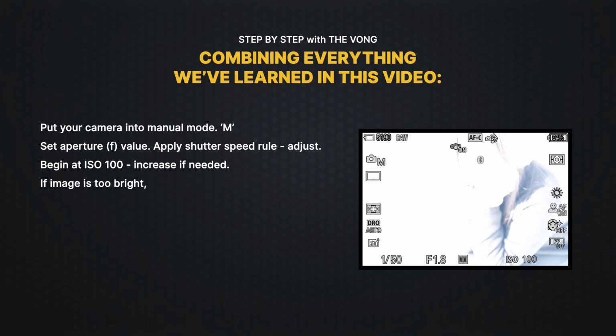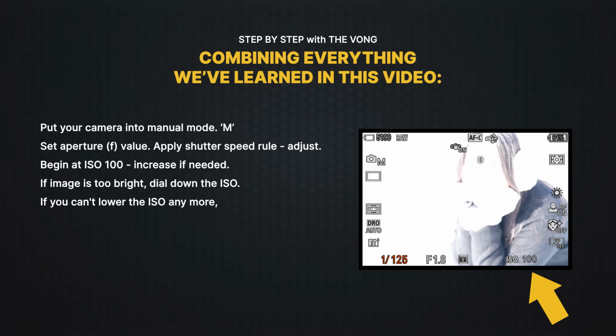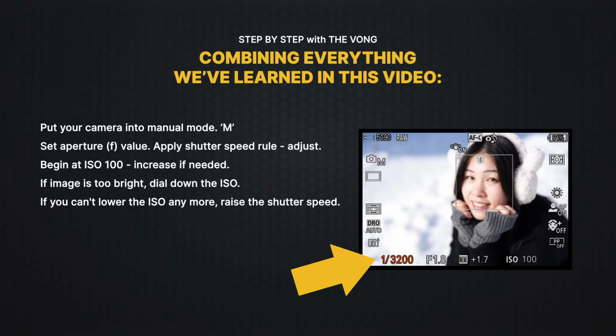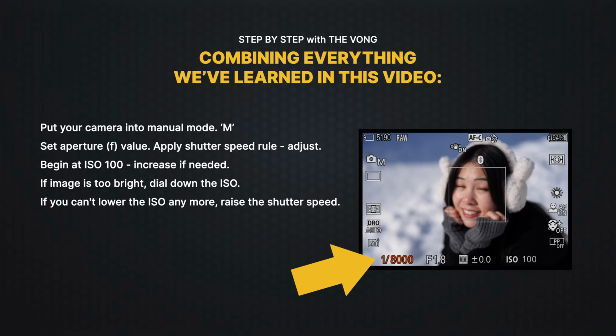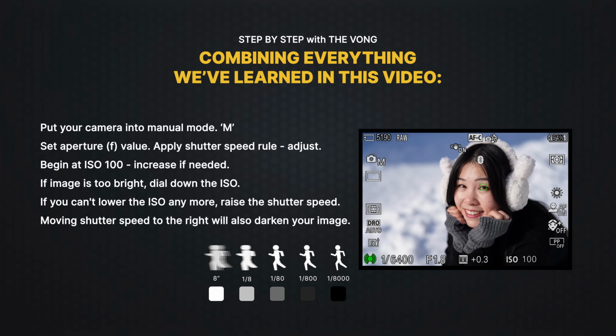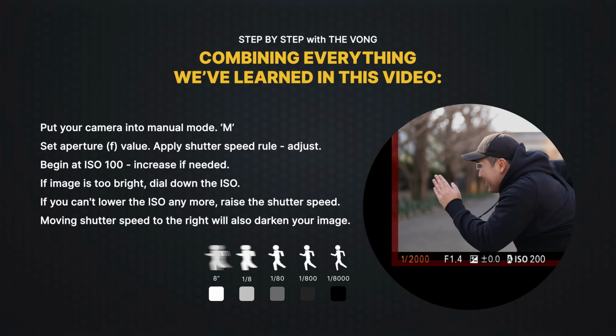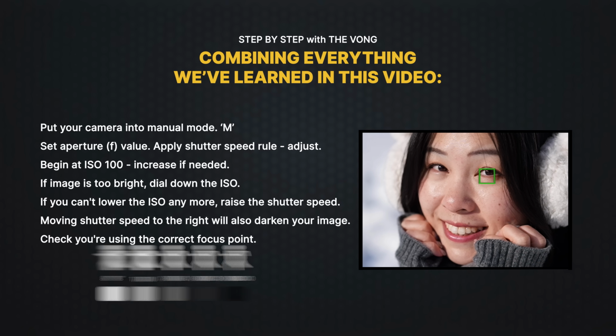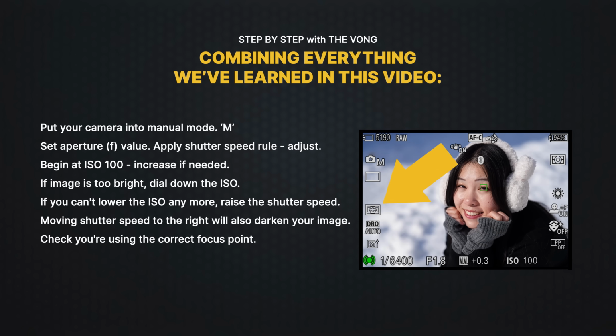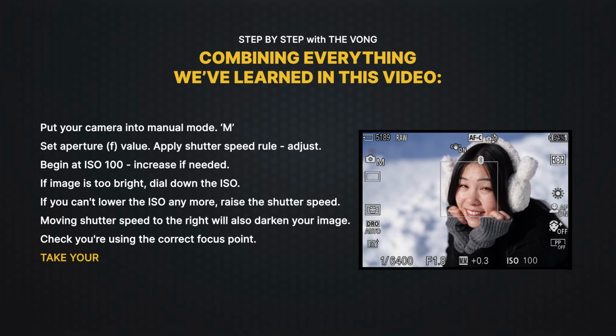If your image is looking too bright, dial down the ISO. If you can't lower the ISO anymore, go ahead and raise the shutter speed until you achieve the proper exposure. Remember, moving the shutter speed to the right will also darken your image. And finally, make sure you're using the correct focus point and take your shot.